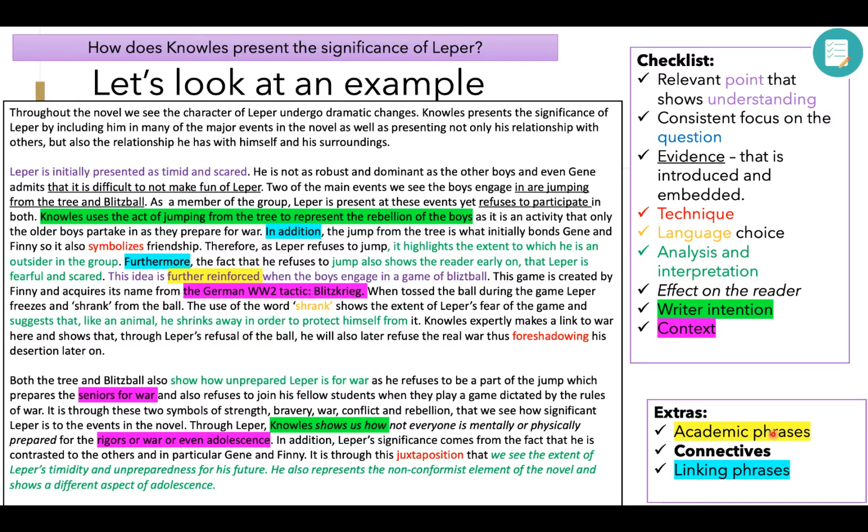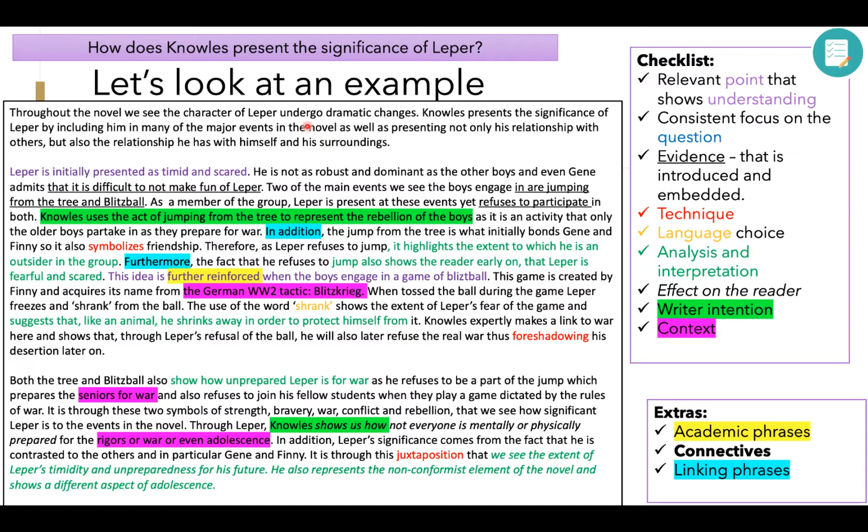And there are some extras down here in terms of academic phrases. So these are just phrases that help to move your essay along. Connectives and linking phrases, they not only link ideas together, but they show that you are developing and you're taking your ideas further. Now, if you notice, there's lots of colours and highlighting, just so that you can see as we go through this where all of these different aspects of my checklist are.